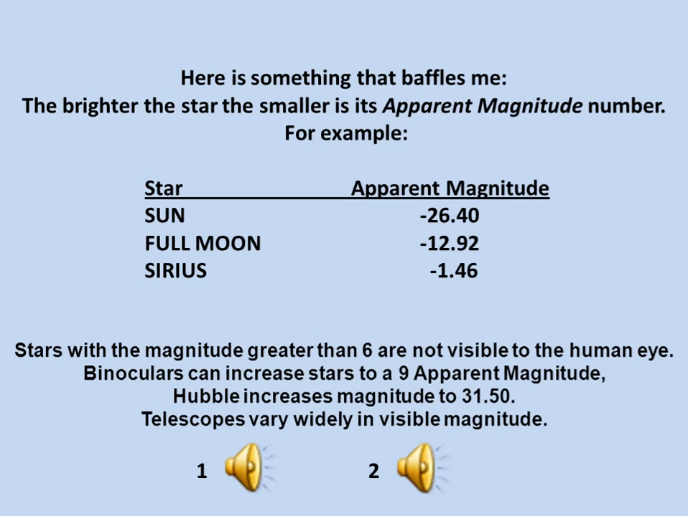Notice that the visible magnitude with binoculars has increased to 9, while visible magnitude from Hubble has gone to 31.50. Notice as the brightness increases, the value of its magnitude decreases. And this is something that's confusing to me, because I would think it would be just the opposite. The value of a magnitude of 6 is the last value that we can see with the naked eye.